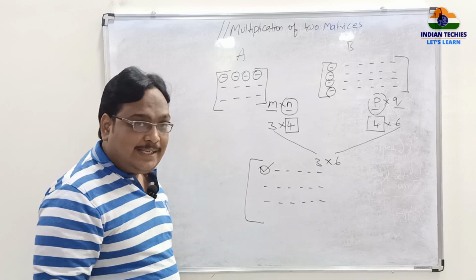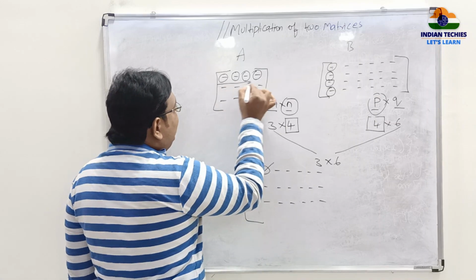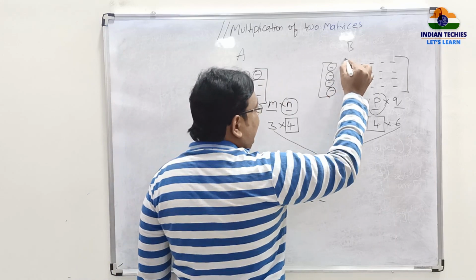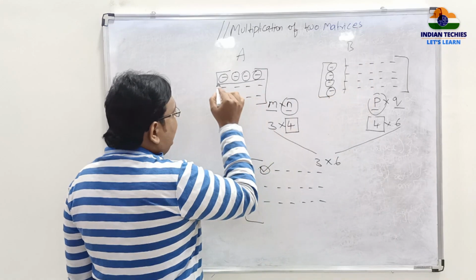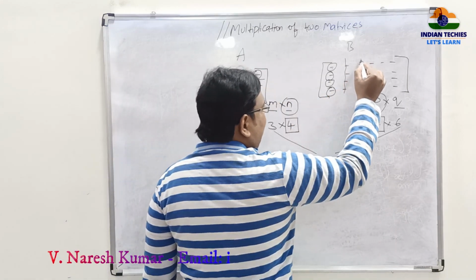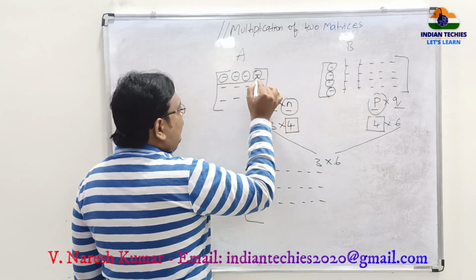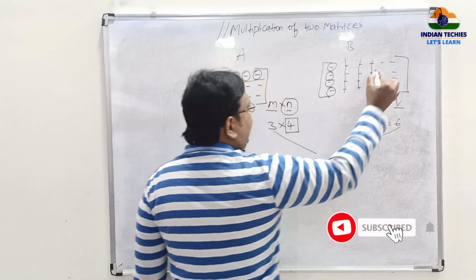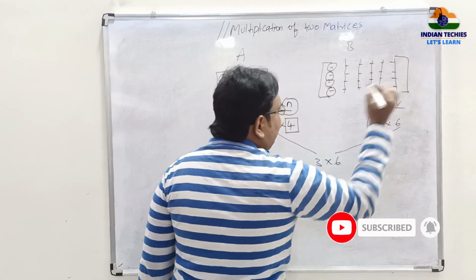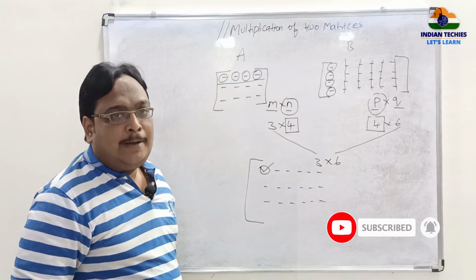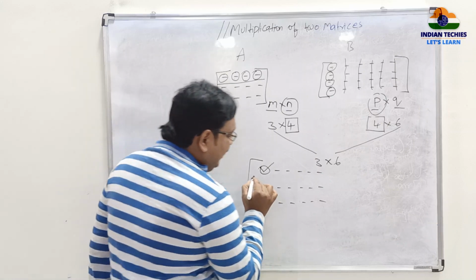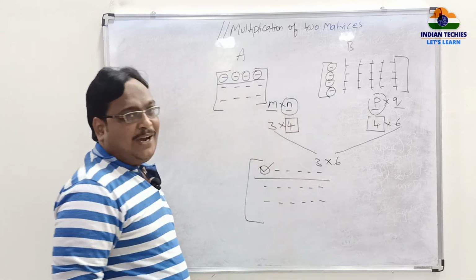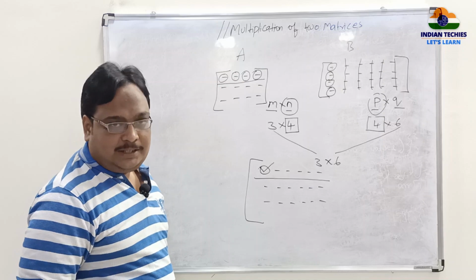Once this is completed, this row will be the same, but now you have to multiply with the next column. Again this row will be the same, again you have to multiply with the next column, and so on. This is how you have to perform the multiplication. If you do that, you will get one single row of values in the resultant matrix.